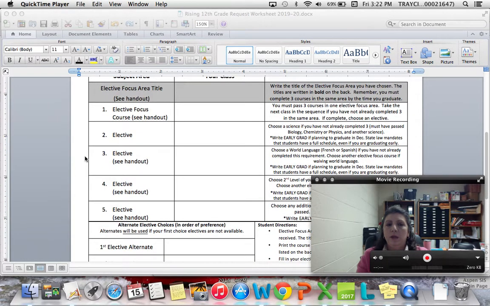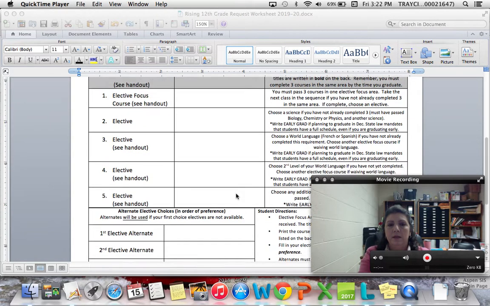Now the next few electives, you're going to choose those electives from that sheet. And if you're not quite sure what to fill out where, there are some suggestions over here on the right that maybe will help you out. It talks about, if you're going to take a foreign language, or if you need an elective focus class, or maybe you need a science class that you haven't taken yet, or another graduation requirement. Again, if you want to graduate early, you can write grad early in some of these spots.